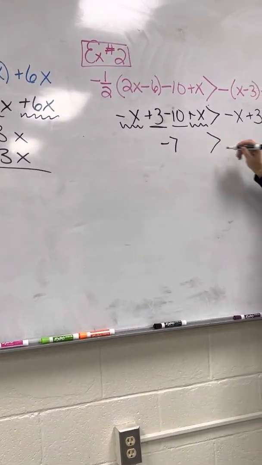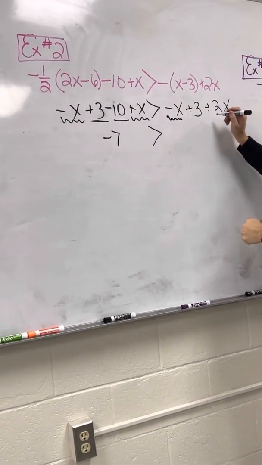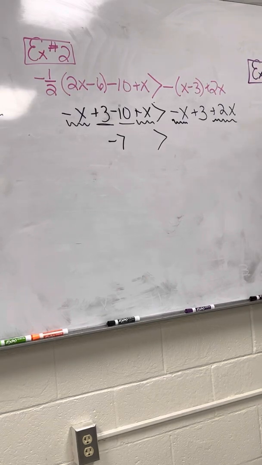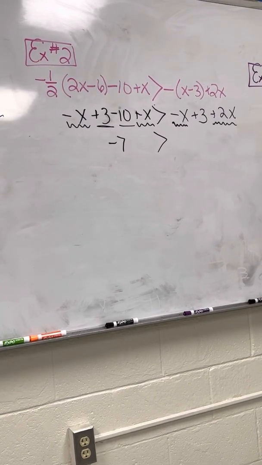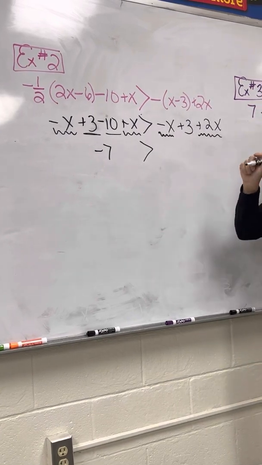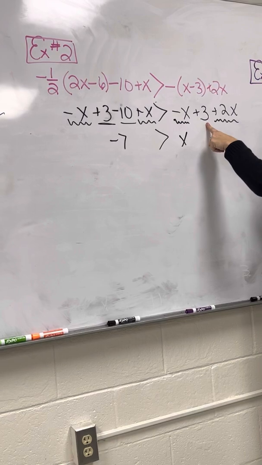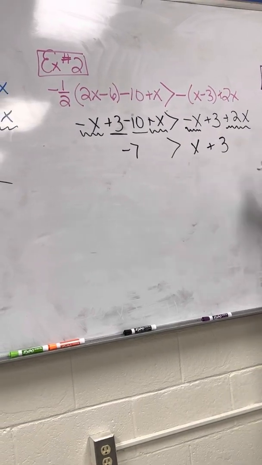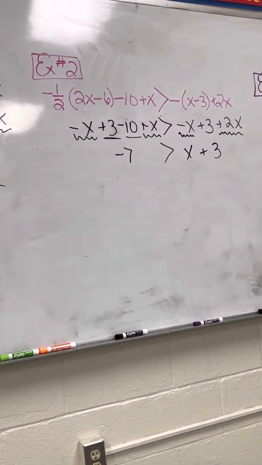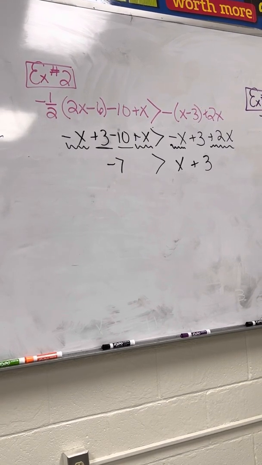I'm going to bring down my sign. On the right-hand side, my variables, -x plus 2x. What does that give me? Good, because -1 plus 2 gives me 1, or just plain x. This 3, don't forget about it. It has to be brought down. So look how much progress we made in just one step of combining like terms.